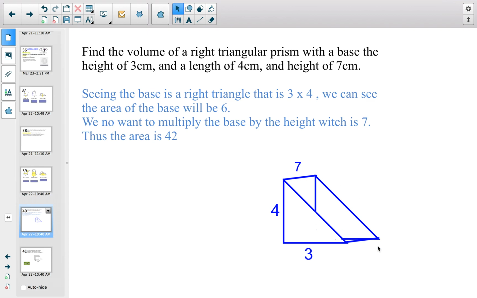Okay, so now what we have to do is find the area of the base, which is the right triangle. We're going to do the height, which is 4, times the base, which is 3, so we're going to get 12. But we're going to have to half it, so we're going to get 6. Well, now we have 6 in the total highlighted area. Now we have to multiply it by the height of 7. So we multiply this by 7, and we would get 42.